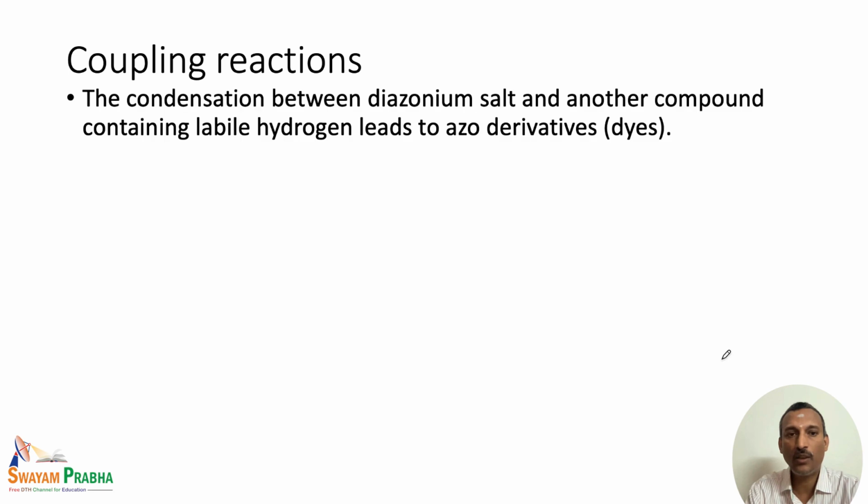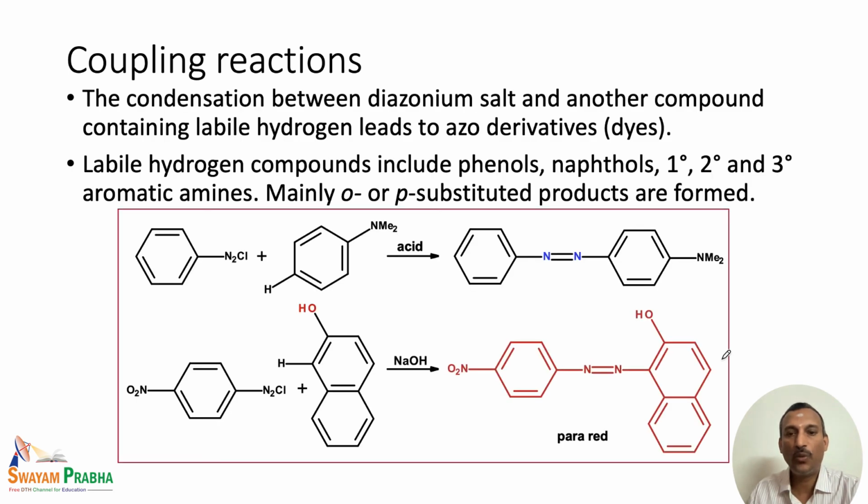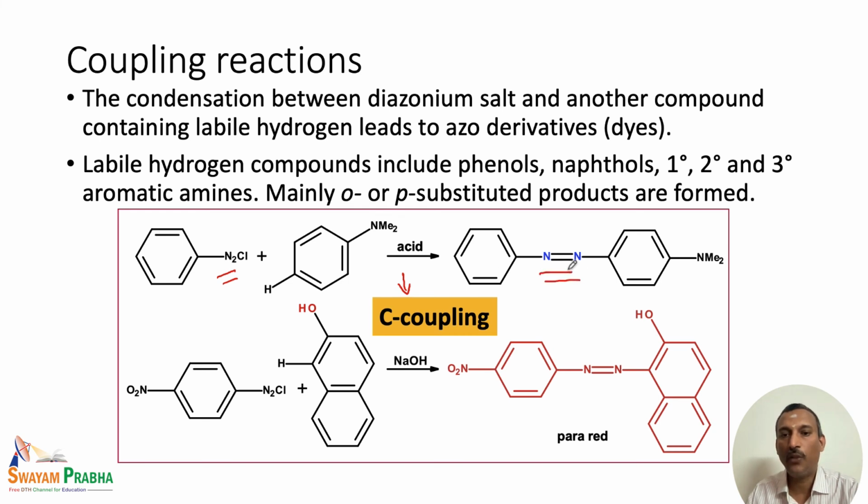Let us look at some of the examples. The first one is the condensation, what we talked about, the C coupling reaction. Here the diazonium salt is treated with the corresponding aromatic derivative. Here we have an NMe2 group attached to the aromatic system. This is the amino derivative we are talking about, and whenever we have the amino derivative, the reaction is carried out under acidic conditions. That leads to the azo compounds.